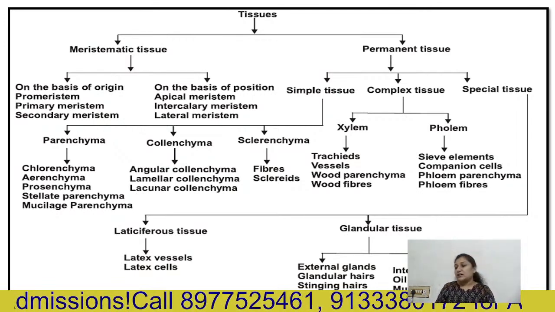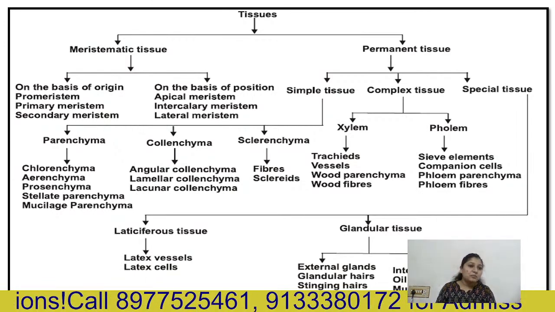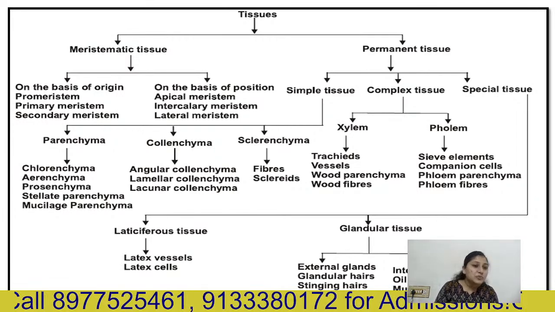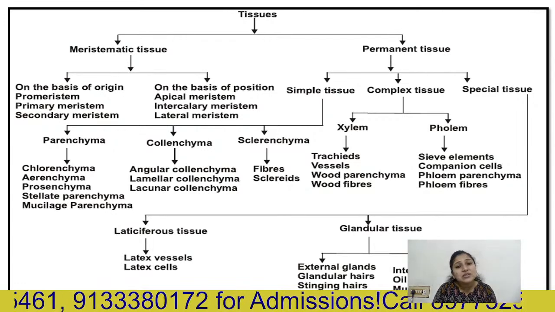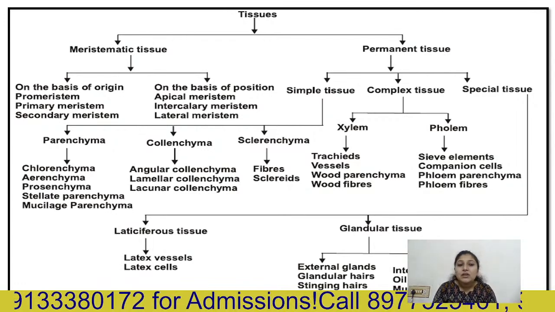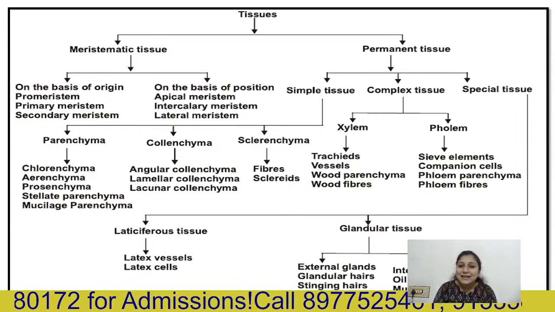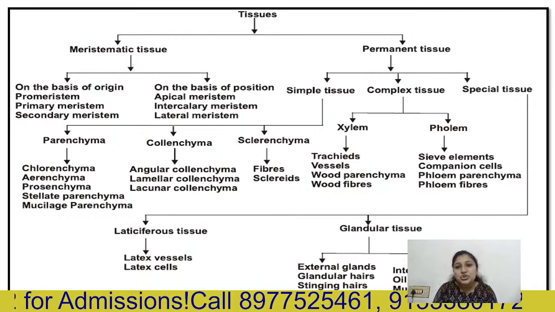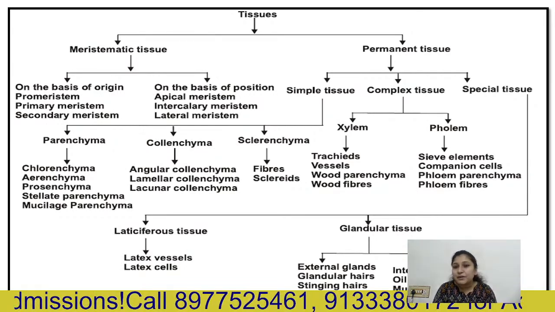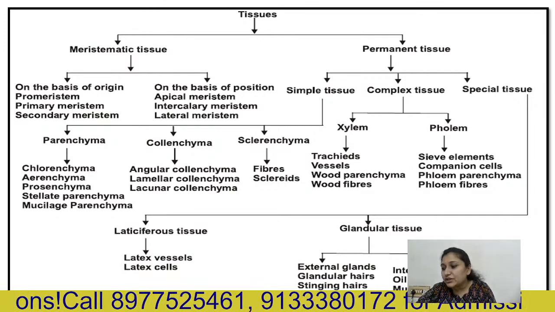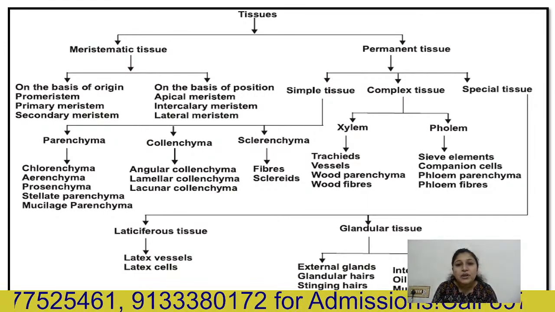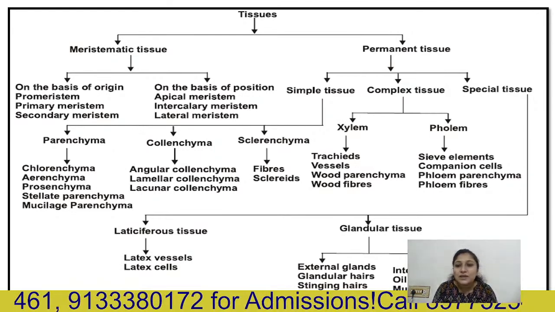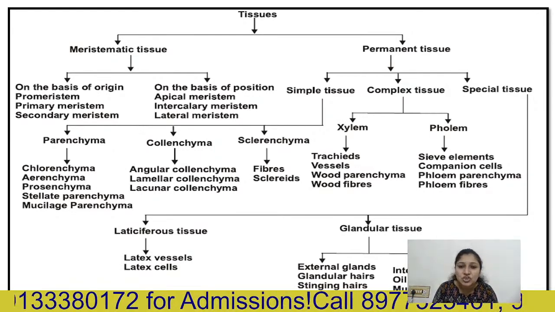Meristematic tissue is again divided into types. On the basis of origin: promeristem, primary meristem, and secondary meristem. On the basis of position there are three: apical, intercalary, and lateral meristem. Permanent tissue is further divided into simple tissue, complex tissue and special tissue. Simple tissue and complex tissue we need to discuss in this chapter.